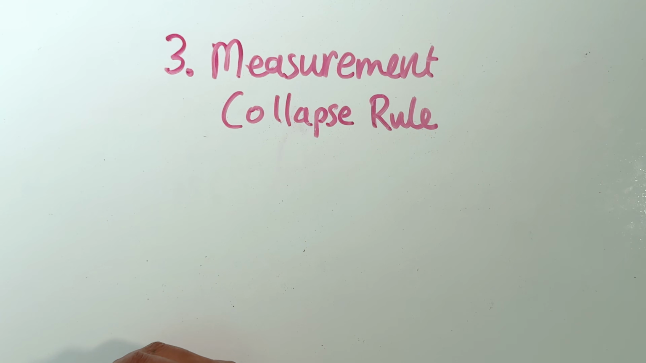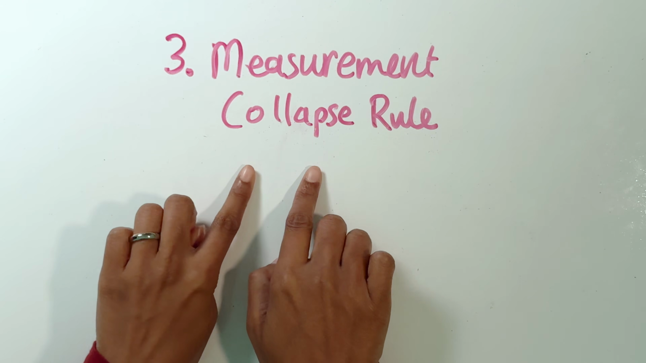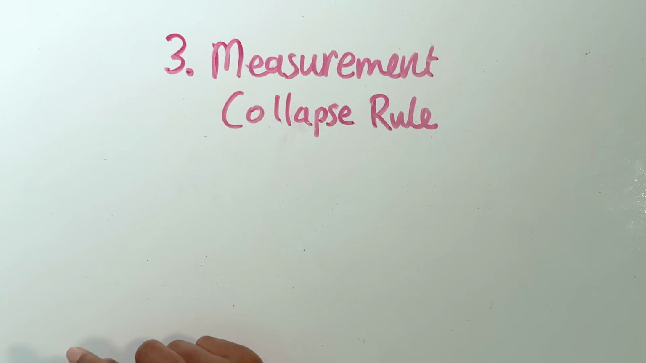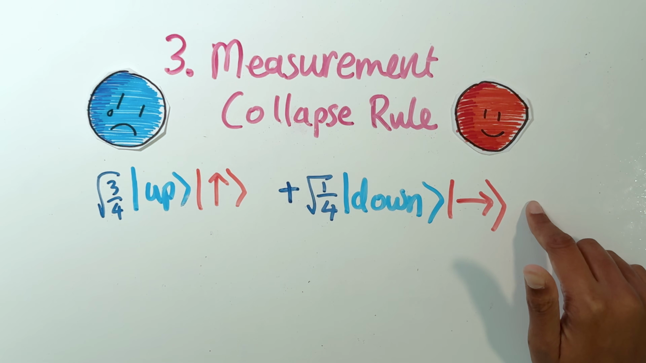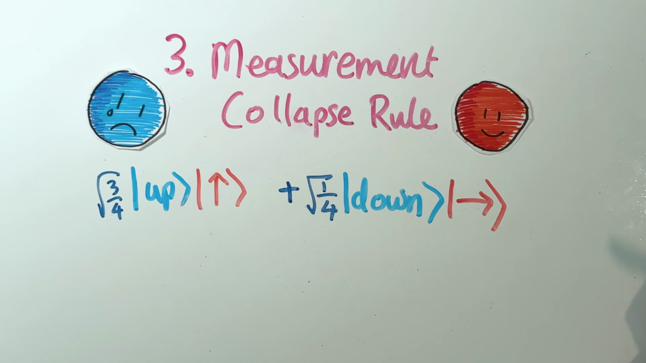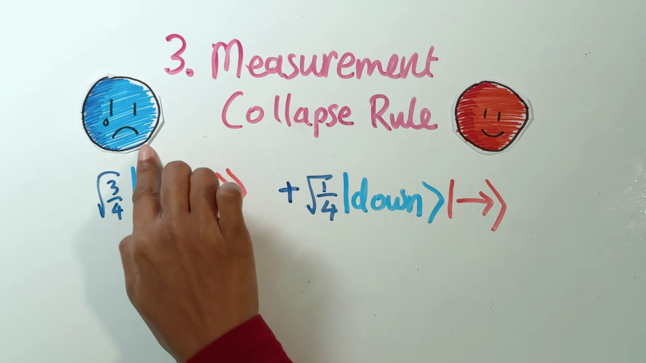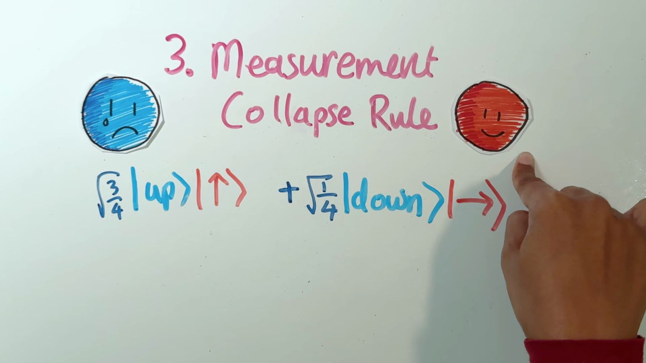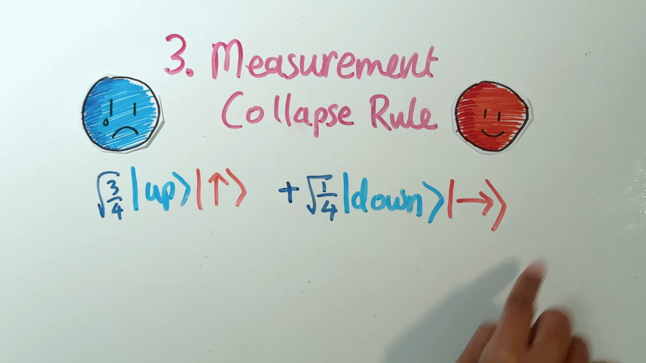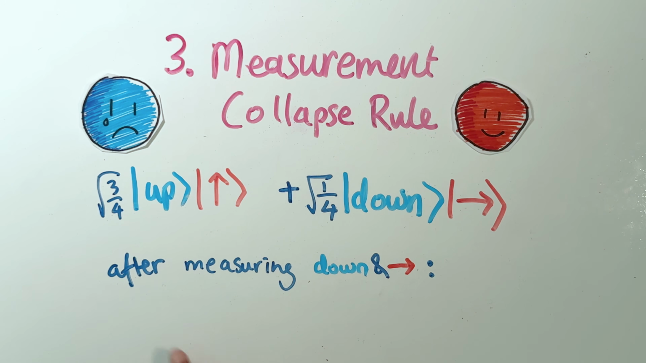Alright, so the third and final rule, the measurement collapse rule, is actually fairly straightforward. If you have a multiple particle state like this one, and then you do some sort of measurement on it, let's say that you measure this electron in the up-down basis and this one in the horizontal-vertical, then what happens to the state afterwards? For example, after measuring down and horizontal, then what do you think the new state should be?